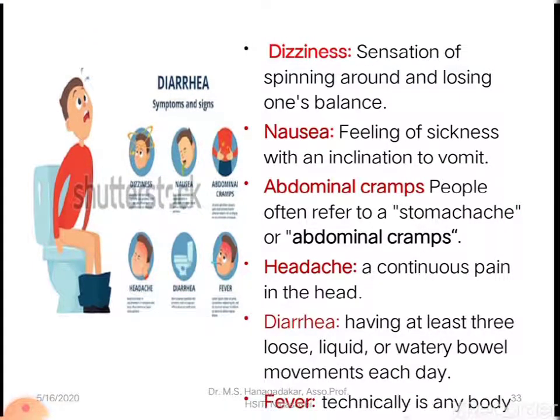Then headache, which is continuous pain in the head. Then diarrhea, as I told you, having at least 3 or more loose or watery bowel movements within 24 hours. And fever, which, as you know, is technically an increase in body temperature.